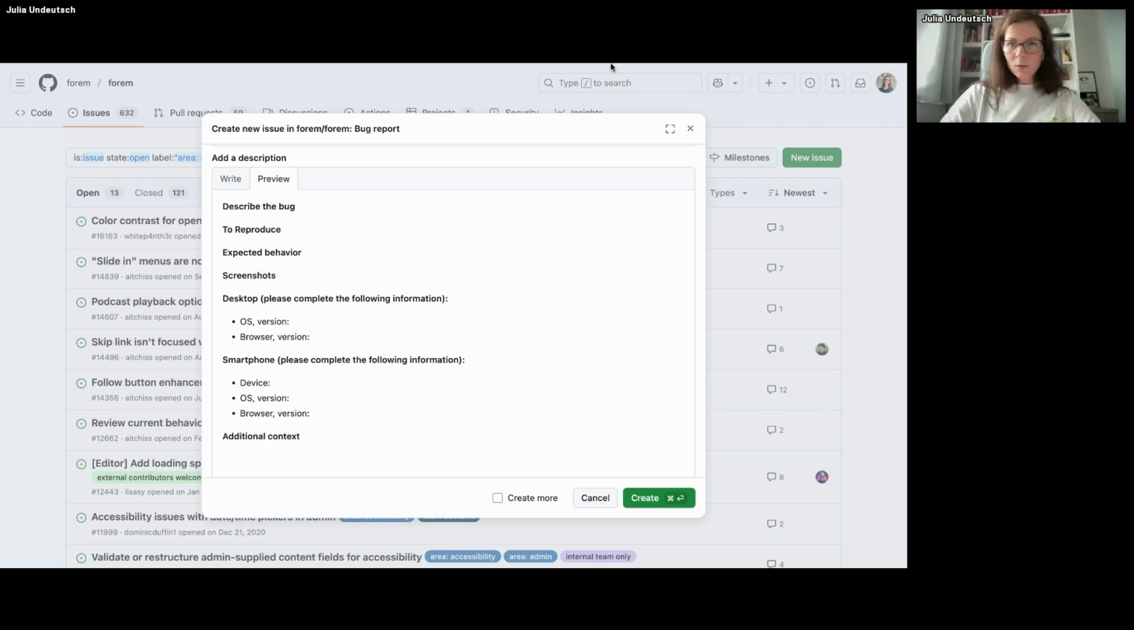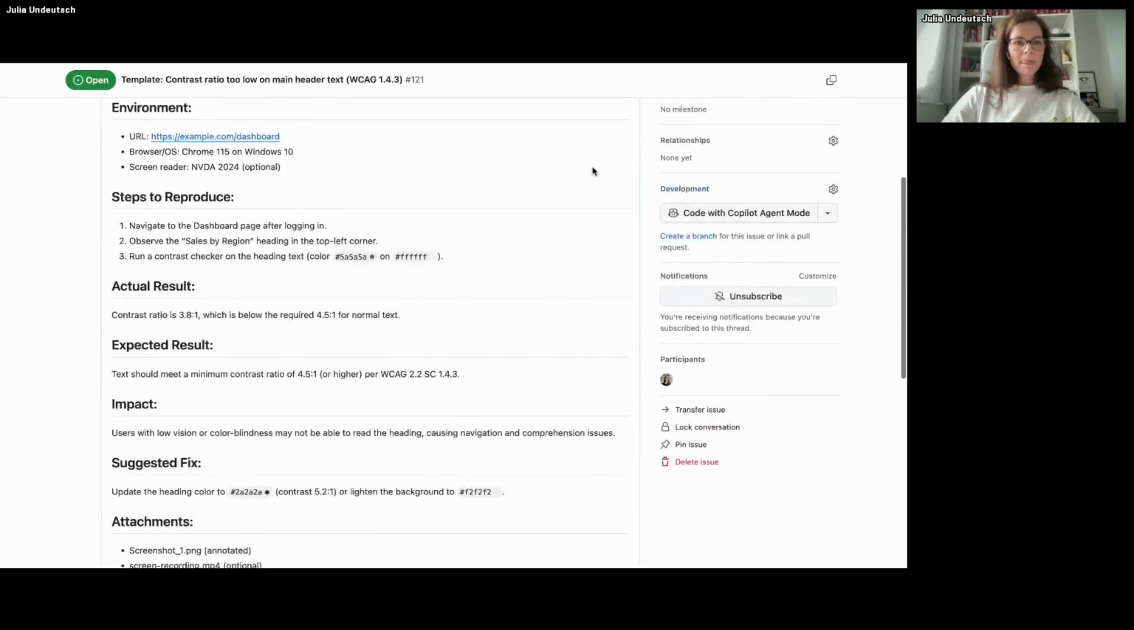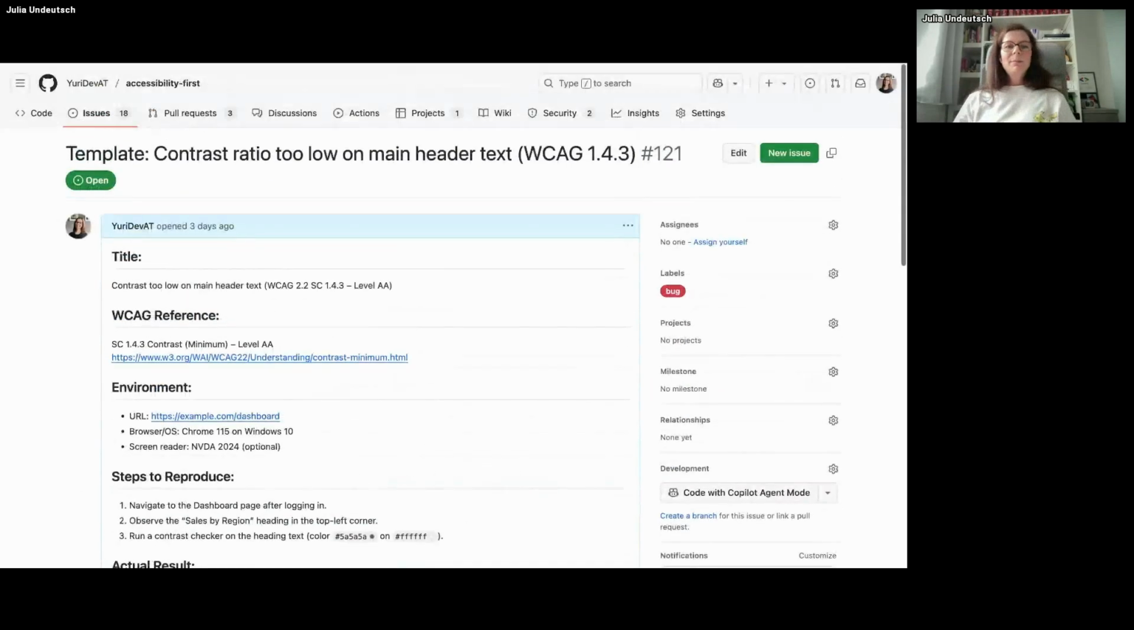So that's why I will go over here. This would be a template for contrast ratio, what you could put into it. And of course, I share this. This is linked in the slides, so you have access to the template.